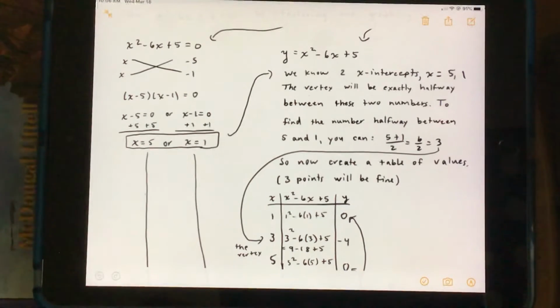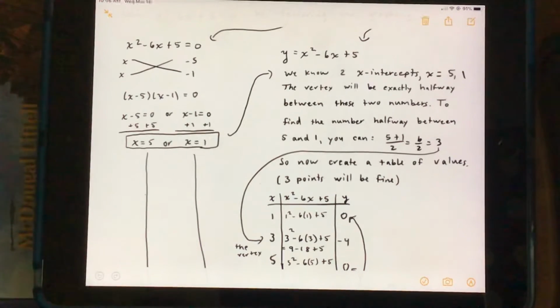So to find that number that's halfway between 5 and 1, if that's not already obvious that it's 3, in some cases it will be obvious that number exactly halfway in between our x-intercepts. Sometimes it will not be obvious. So to find that number halfway in between 5 and 1, you can add those two numbers up, 5 plus 1, then divide by 2, since you are finding the middle of those two numbers. You're averaging those two numbers. So 5 plus 1 over 2 equals 6 over 2, which simplifies down to 3, and that x value 3 becomes the x-coordinate of the vertex of the parabola that you are going to be graphing in a moment.